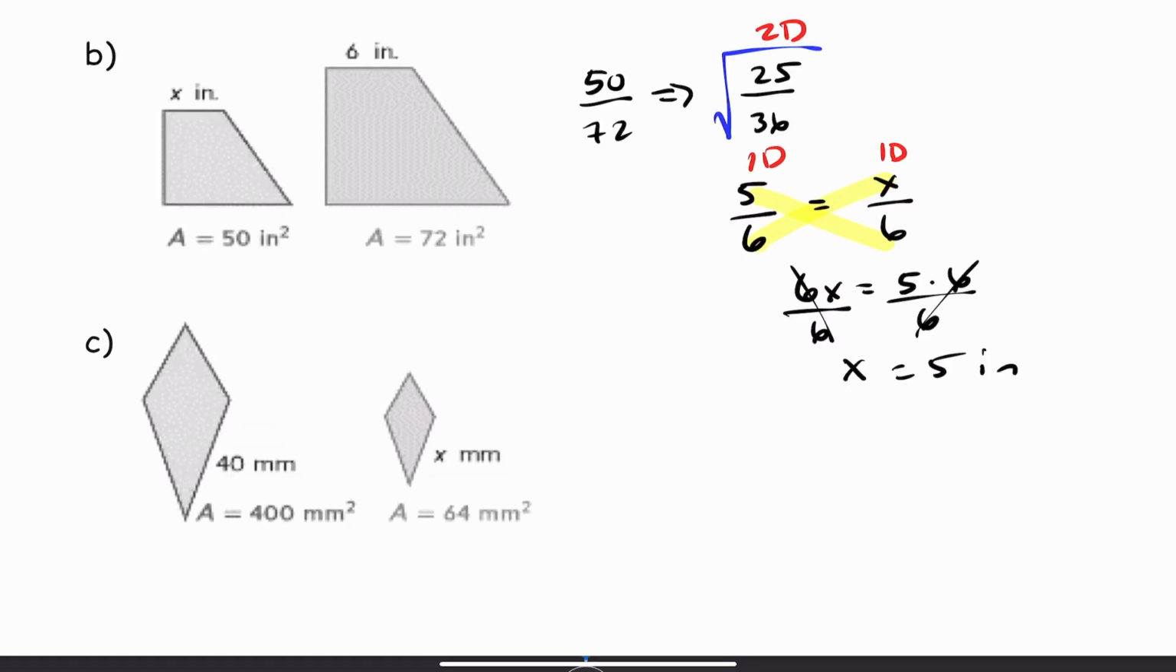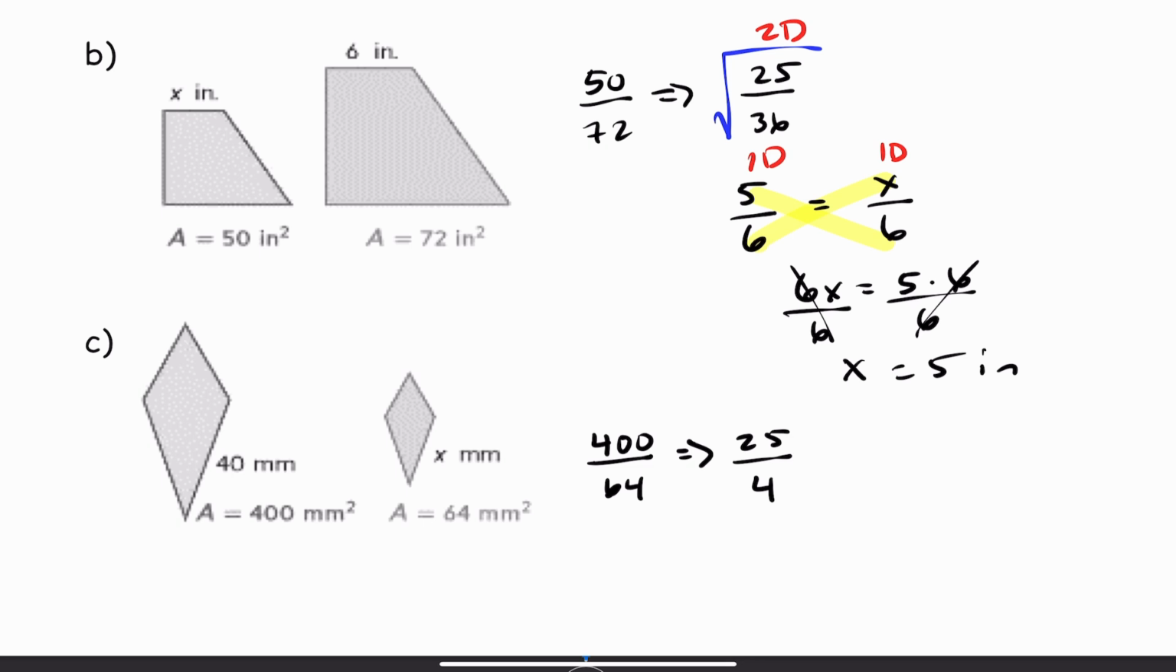All right, let's go ahead and figure out the scale ratio for C. But do we have a scale ratio for C? No. What do we currently have? Ratio of areas. So that is 400 over 64. What does that simplify to? 25 over 4. You got 25 over 4? Okay, sounds good. 25 over 4.